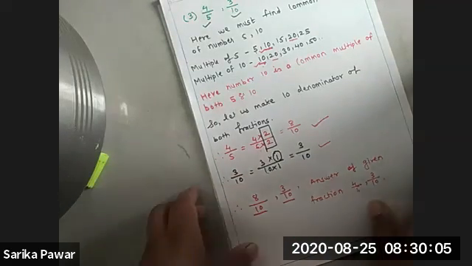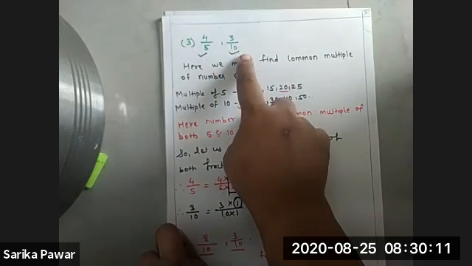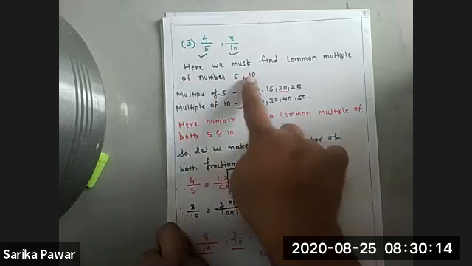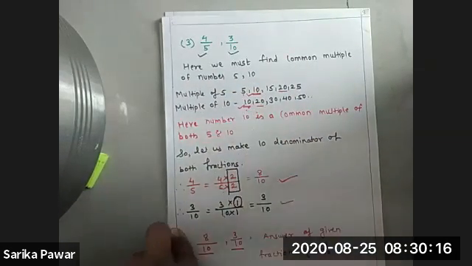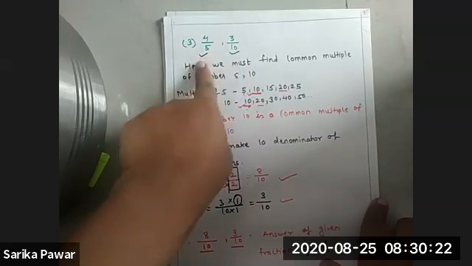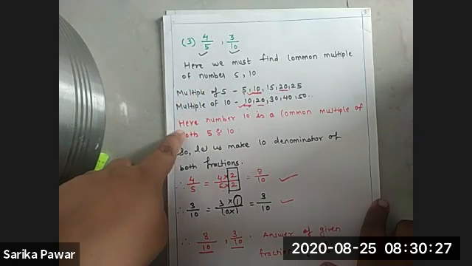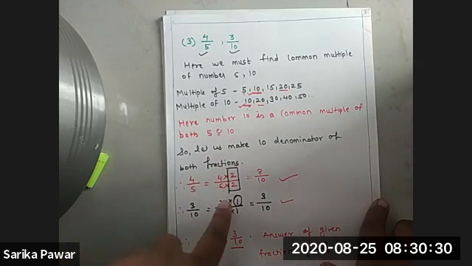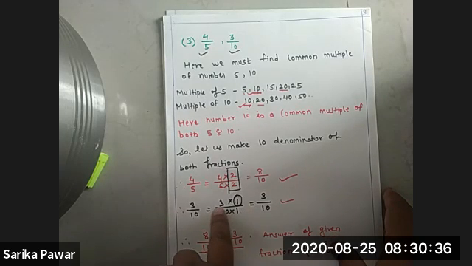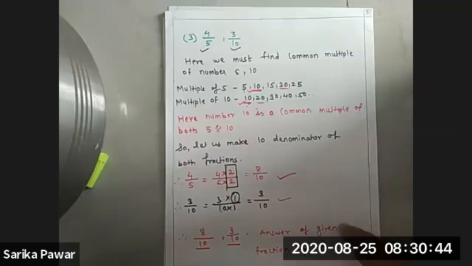Okay. See, we solved 4 upon 5 and 3 upon 10. So here we must find common multiple of number 5 and 10. Just remember the steps. Just you have to write down both the tables here, whichever number it is, and find out the common multiple. And that common multiple, you have to equal the denominator by multiplying the number. Same number you have to multiply in denominator and numerator also for the equal denominator. So we can convert unlike fraction into the like fraction.